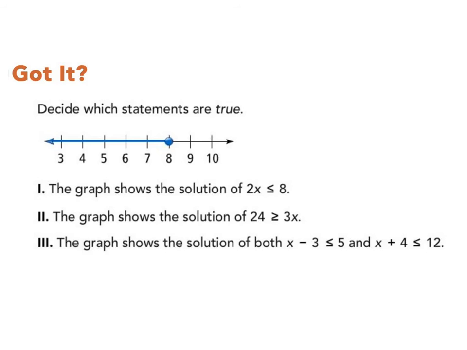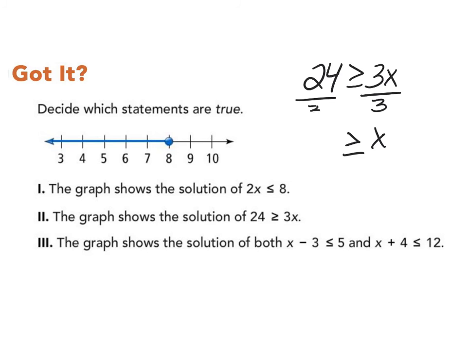Let's look at number 2. Second one, 24 is greater than or equal to 3x. Okay, I have to get the x by itself. So I want to do this so that there's nothing but x on the right side. How do I do that? How do I get rid of the multiplying by 3? Because 3x means 3 times x. What's the opposite or inverse of multiplying by 3? Dividing by 3, both sides.